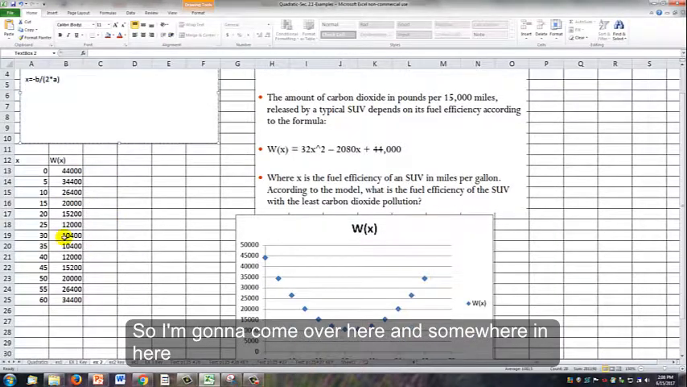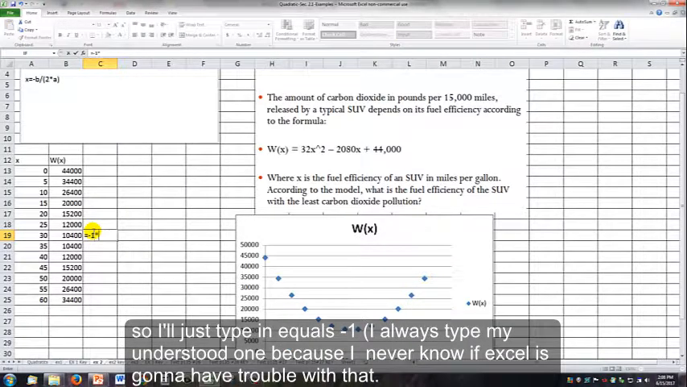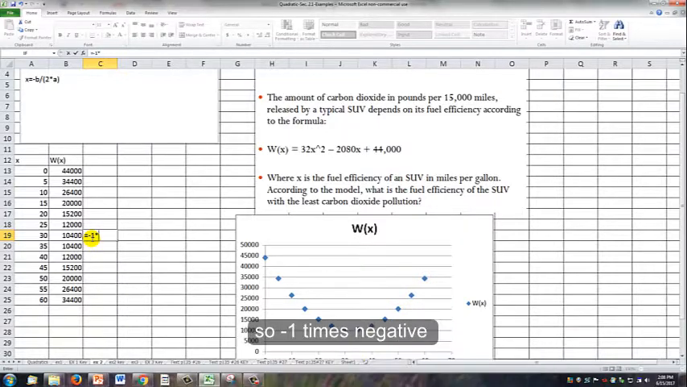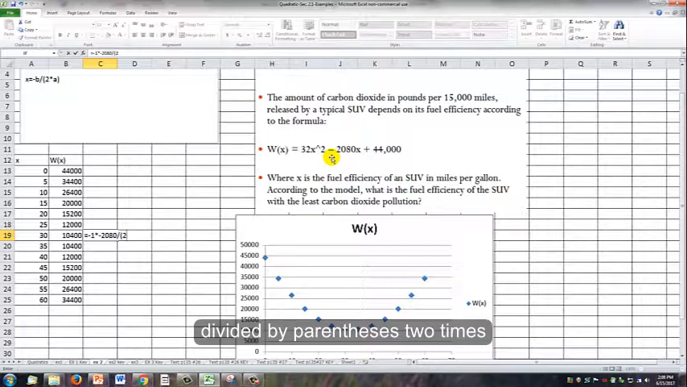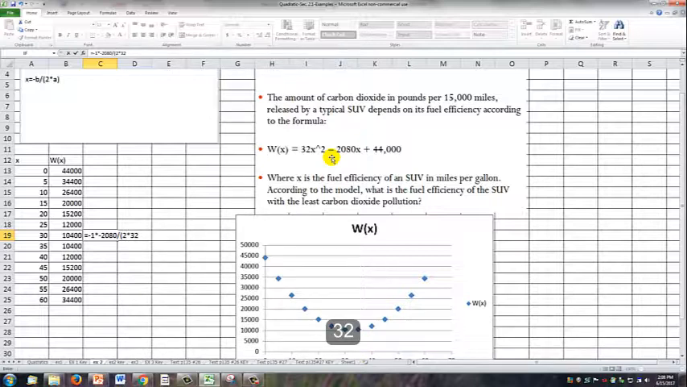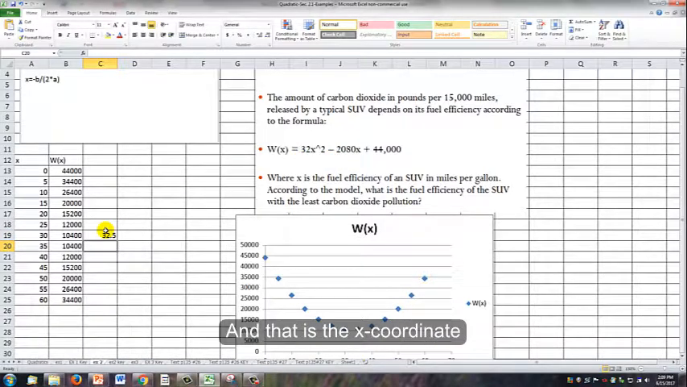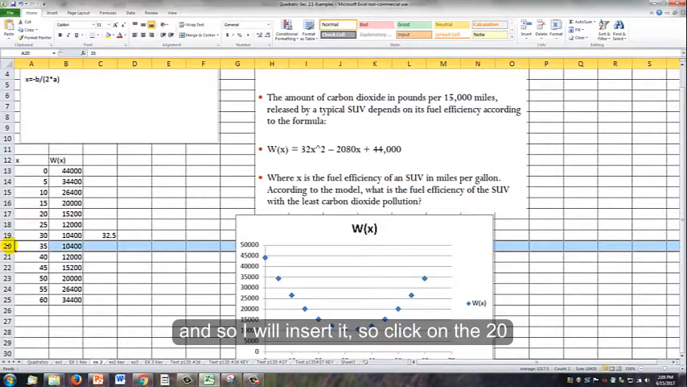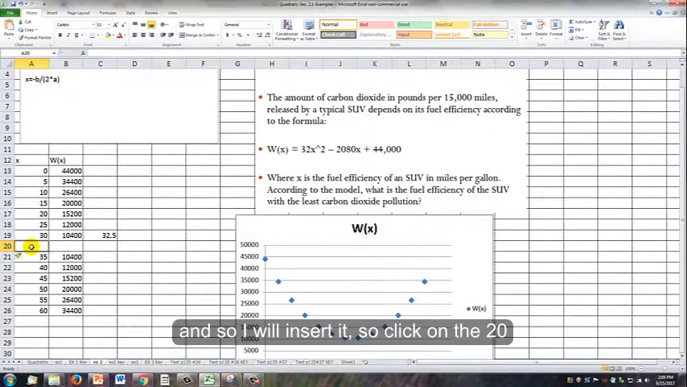So I'm going to come over here and somewhere in here I'll just type in equals negative 1. I always type my understood 1 in because I never know if Excel is going to have trouble with that. So negative 1 times negative 2080 is my B, divided by parentheses 2 times 32 is my A. And that is an x coordinate, and so I will insert it. So click on the 20, insert 32.5, and there is my minimum.